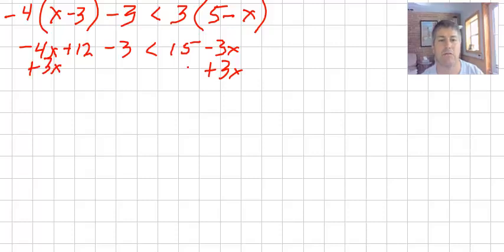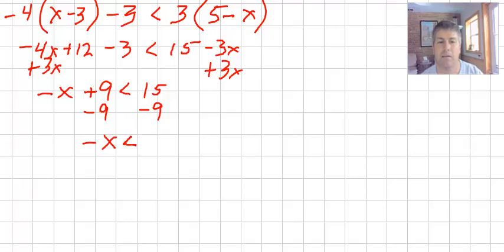I could have added 4x to both sides as well. That might have made more sense, but we're going to do that. We got negative x plus 9 is less than 15. Now you could add x to both sides. I'm not going to do that. I'm just going to subtract 9 and get the opposite of x is less than 6.